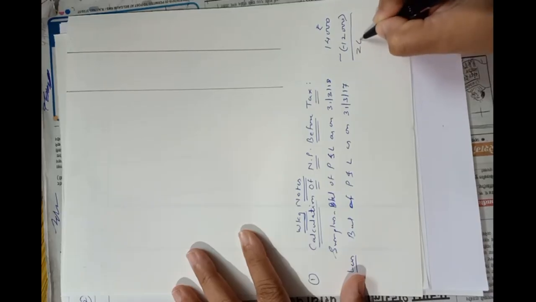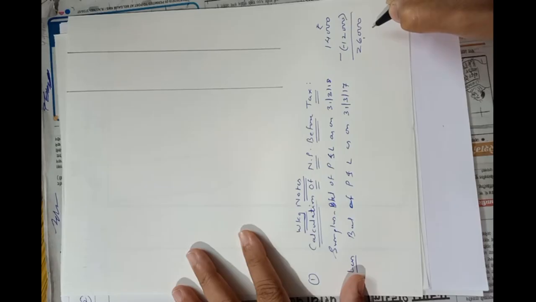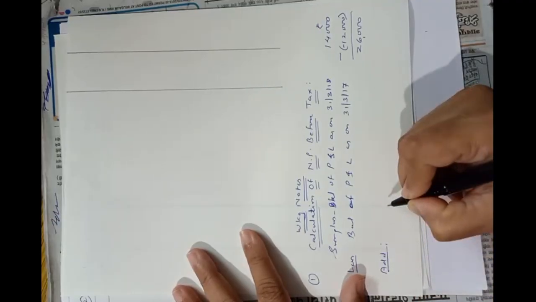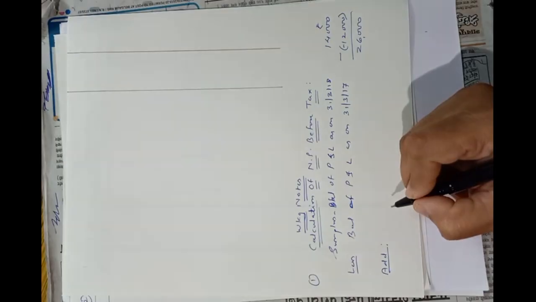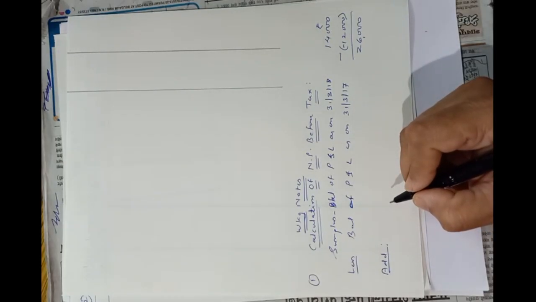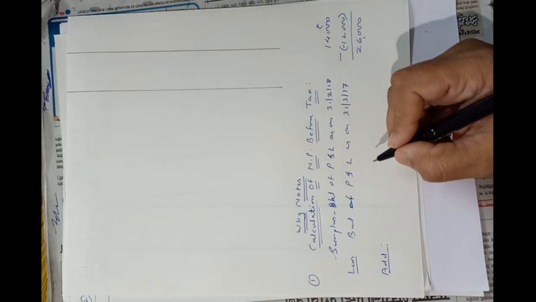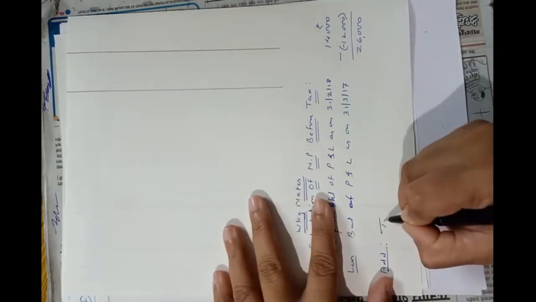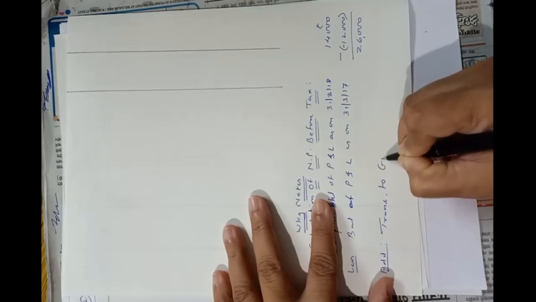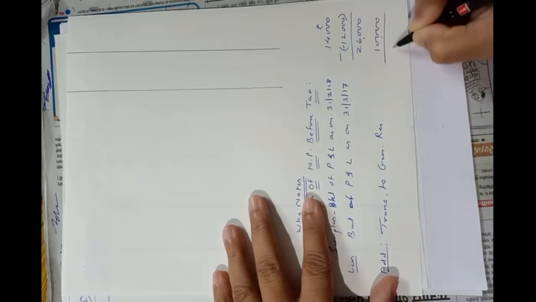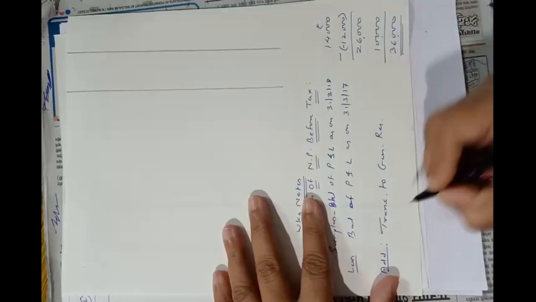Okay, so it will be 26,000. Okay, now in this amount we have to add amount transferred to general reserve. We have discussed the problem already and we know that on 31st March 2017 general reserve balance is 20,000 and on 31st March 18 it is 30,000, means 10,000 rupees were transferred to general reserve. So add transferred to general reserve, it is 10,000. So total amount is 36,000, which is net profit before tax.